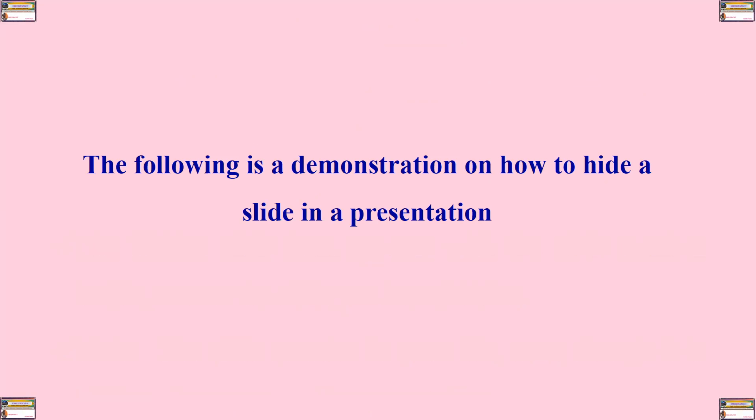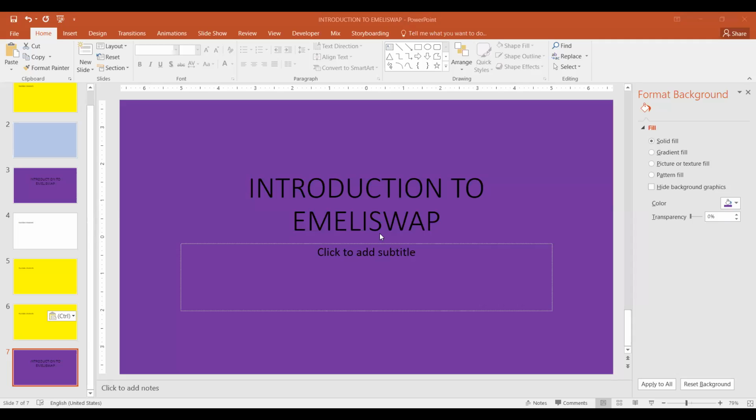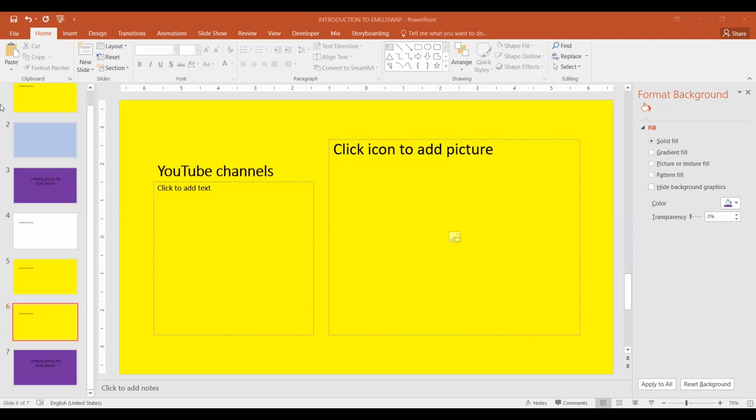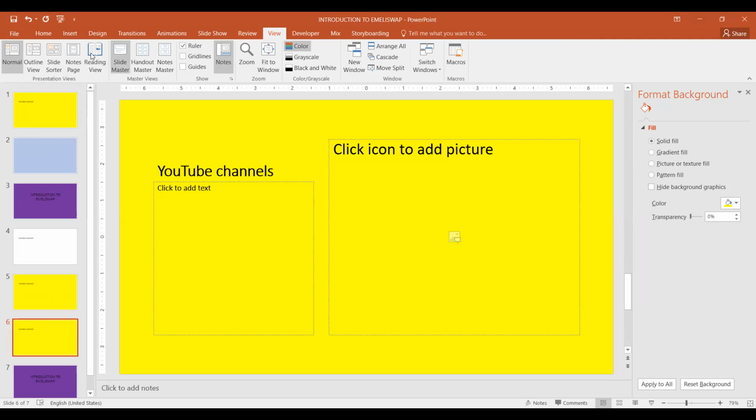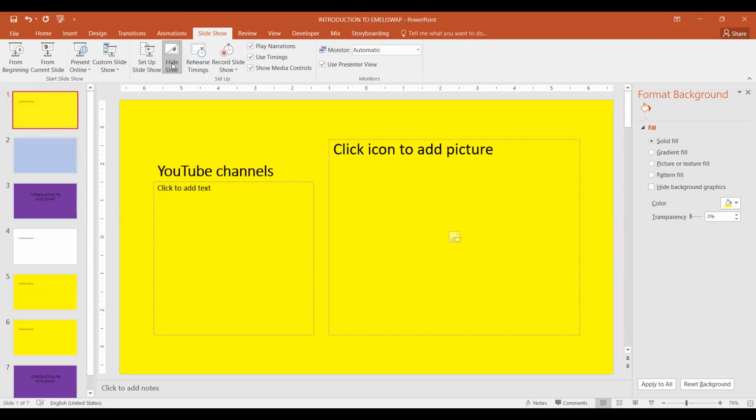So the following is a demonstration of how we can hide a slide in our presentation. If, for example, I don't want slide number 1 to appear during my presentation, or all the yellow slides, if I don't want the first slide, the second slide and the third slide to be displayed, what I'll do is click on the View menu, and then click on Normal view. From there, I'll click on the slides that I want to hide. So I'll click on this slide, then click on Slide Show and click Hide Slide.